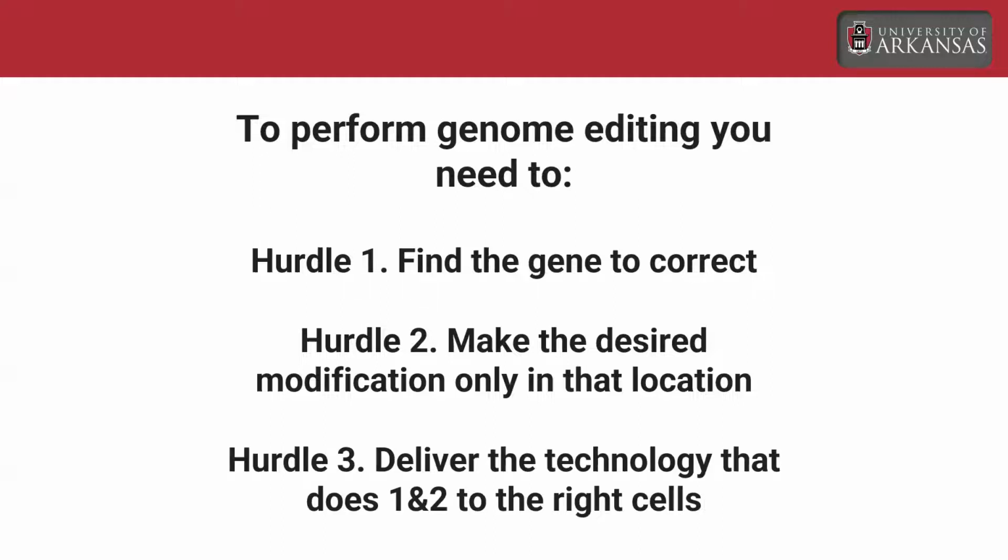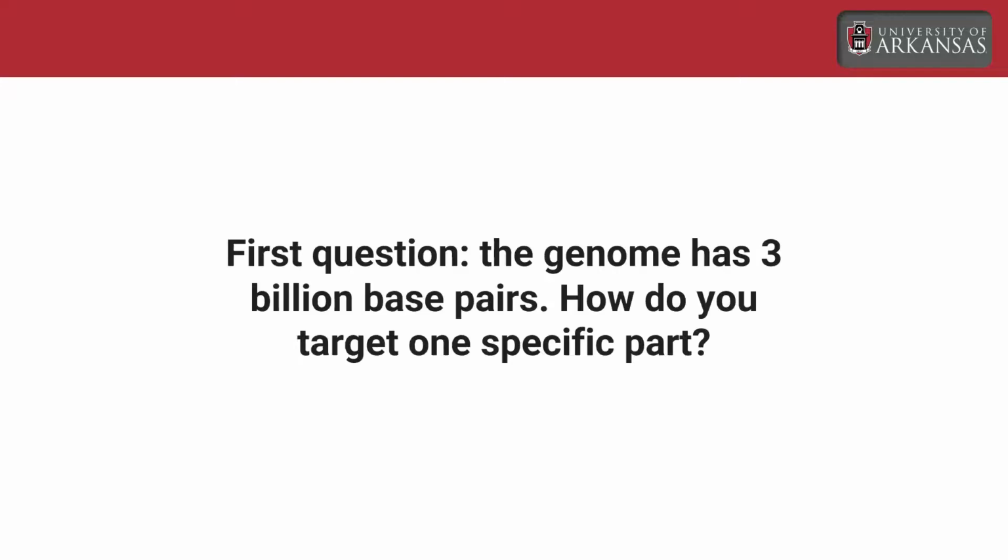And hurdle number 3 is we need to deliver the technology that does number 1 and 2. We need to get to the right cells in the body. So if it's a disease of the brain, we need to get into the neurons in the brain. If it's muscle, you need to get all of the muscle fixed. So how do we get these technologies to the right cells? And so researchers in this space will work on all 3 of these hurdles. So, all right, let's work on that first question first.